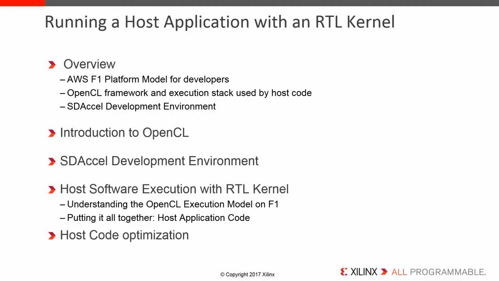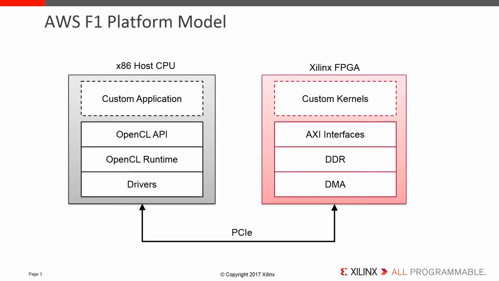Let's start with an overview of the AWS F1 Platform Model. Here's an abstracted model of the AWS F1 platform. On the left-hand side, we have the software stack running on the x86 CPU. On the right-hand side, we have the hardware components of the FPGA.